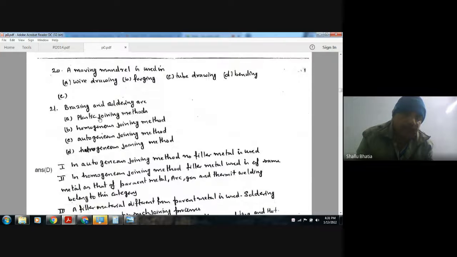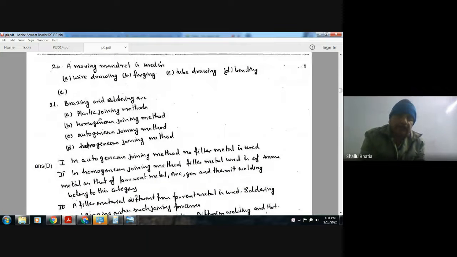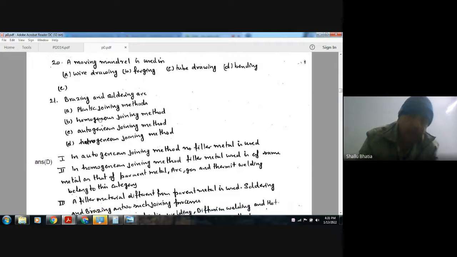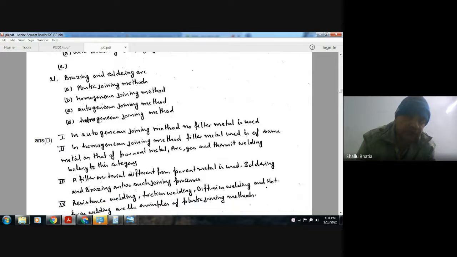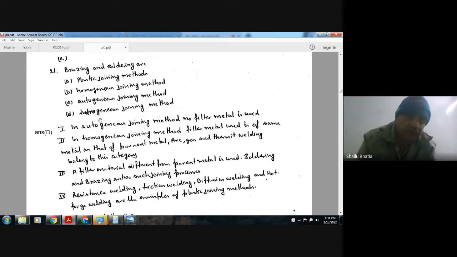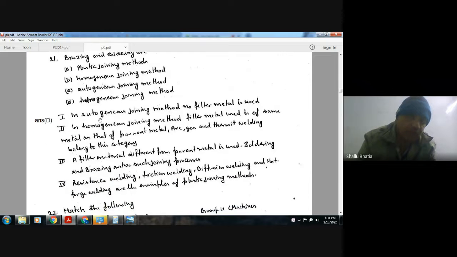A moving mandrel is used in wire drawing, forging, or tube drawing. Moving mandrel is used in tube drawing, to make a hole or tube. Next: brazing and soldering are A, plastic joining method; B, homogeneous joining method; C, autogeneous joining method; D, heterogeneous joining method. So answer is D. How?